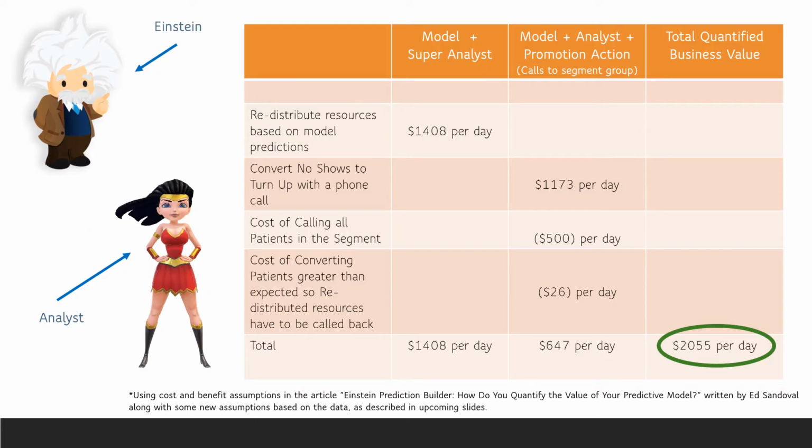To calculate the business value, we'll want to consider more than just the value of the model. When a good prediction model is used by a good analyst with domain knowledge to make good informed decisions, the business value that can be obtained from the model is amplified. In our case, I quantified the business value at $2,055 per day. And in this video, I'll explain how I came to that conclusion.